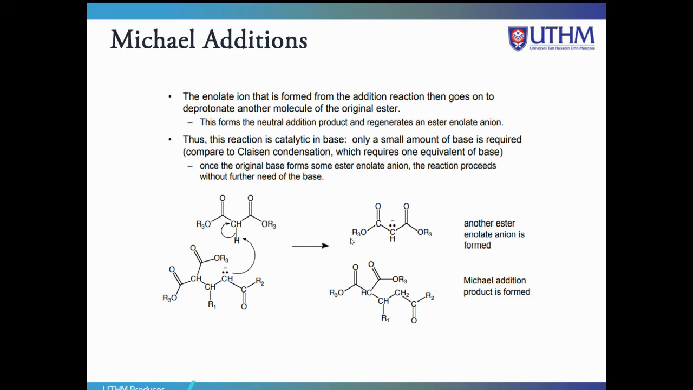So this shows the final product will have two types of product, where one is referring to the ester enolate ion form, whereas the other is the Michael addition product that is formed.